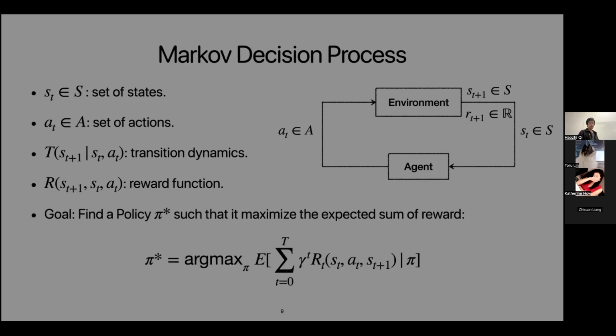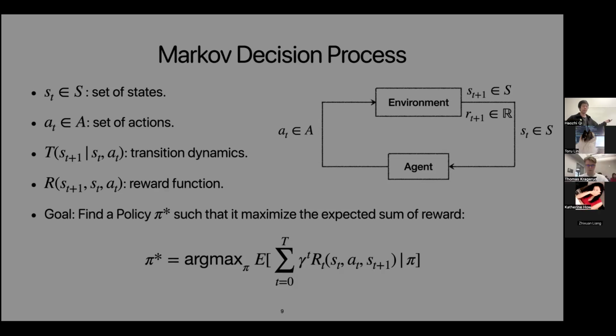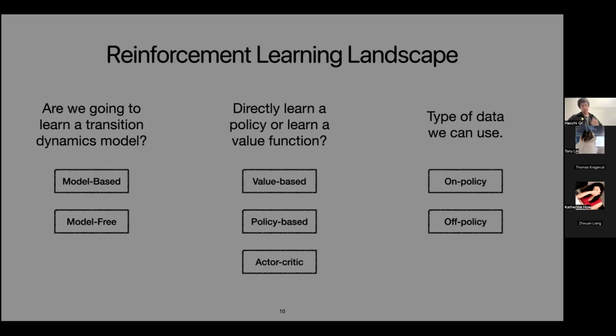So the target of reinforcement learning is to find some policy or controller pi star that maximizes a trajectory of rewards. In this case, you have an expectation over the policy's action distributions, and you are trying to maximize the summation from t equals 0 to capital T over all the rewards. And there are just too many algorithms to optimize this objective.